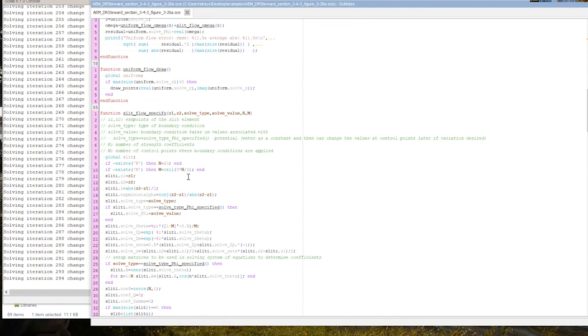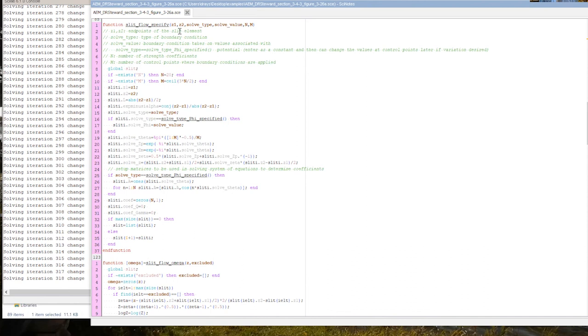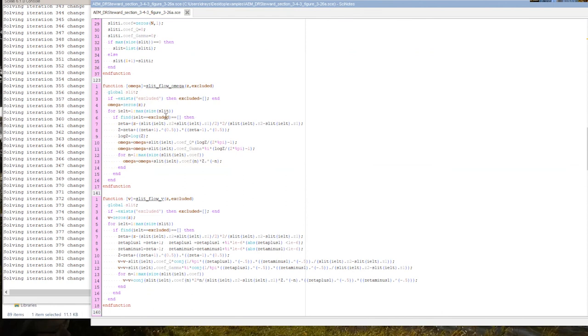The second type of element is a slit element. Here you can specify the endpoints and the type of solution. We're specifying a given potential, the value of the potential that we're trying to solve for. It sets up the different things that are required in a list structure for that slit. This is omega.